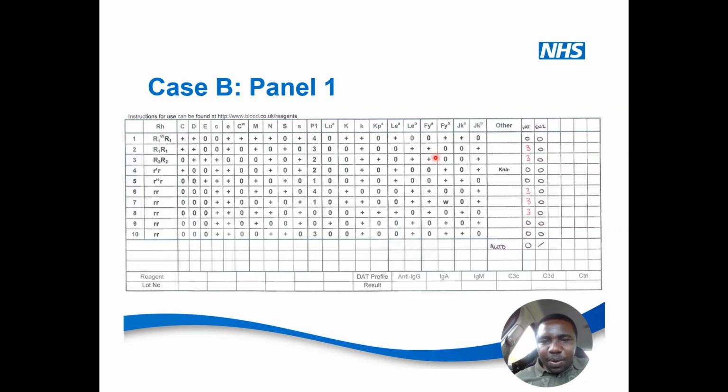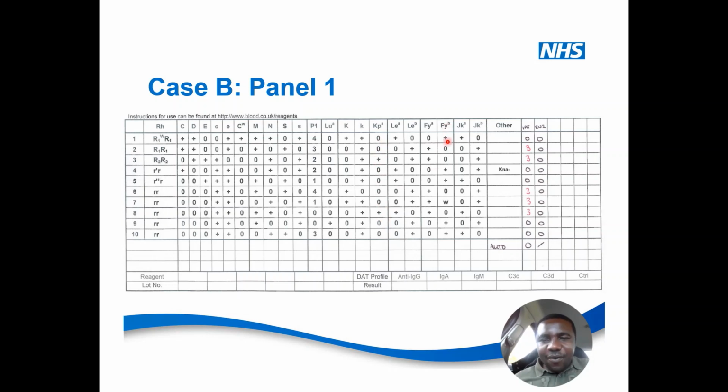0, 0, plus, plus, plus, plus. I already know it's FYA, so that's why I'm doing that. 0, 0, 0, 0, plus, plus, plus, plus, plus, plus, 0, 0. So the pattern matches this. So this antibody is antibody FYA. Remember that we could not cancel KPA.